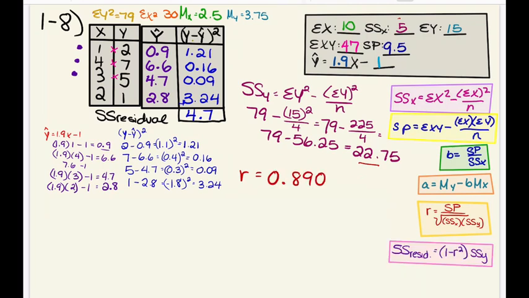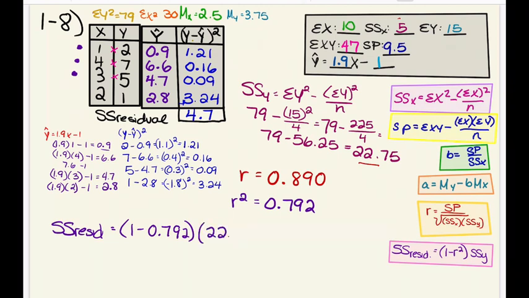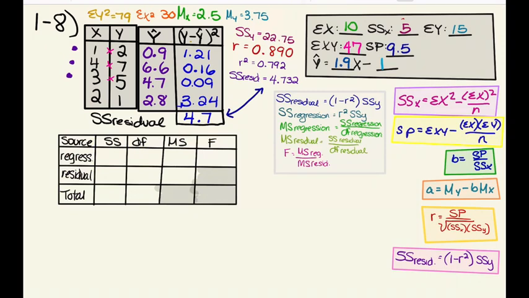Next, we're asked to use our r squared value and plug it into the SS residual equation of 1 minus r squared times SSY to find SS residual. We'll find that we come up with the same value as we did earlier when we added up the difference between y and y hat squared.